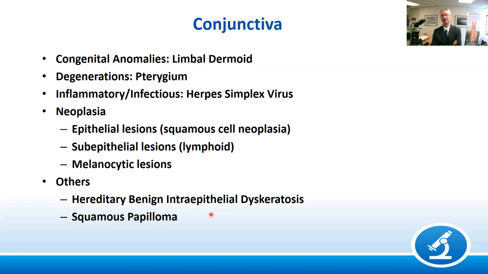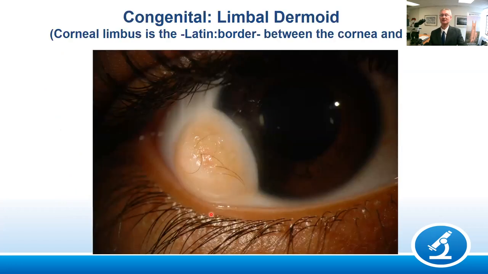If you've never heard about hereditary benign intraepithelial dyskeratosis, I would highly recommend it, and if I can put a plug here for our neuropathology fellowship, we have some openings in this upcoming July and the following July. And this disorder occurs almost exclusively in individuals who live here in North Carolina, and you'll be able to see these cases. Okay, so let's begin with the congenital lesion, the so-called limbal dermoid.